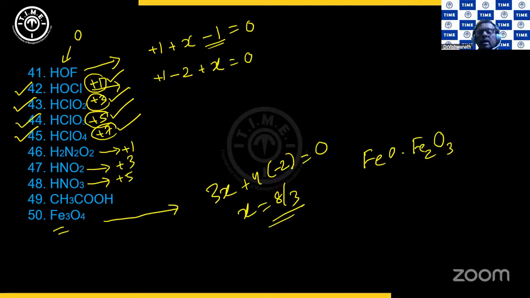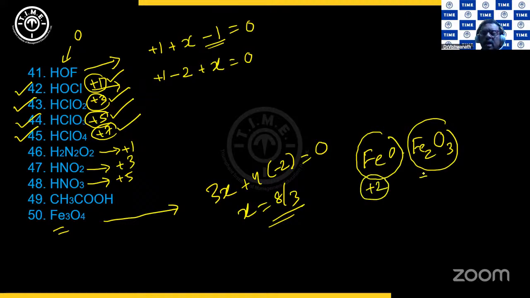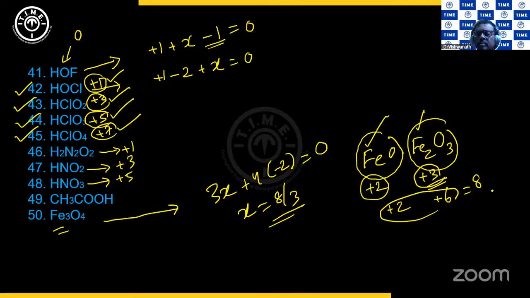Clear? Now, this is ferrous oxide, and that is ferric oxide. Ferrous, you know, is in the +2 oxidation state. Ferric means +3. Now, how many ferric are there? 2 ferric. So 2 into +3 is +6. How many ferrous? Just 1. So +2. Add up, it is 8. And how many atoms are sharing it? 1 Fe from here and 2 Fe from there. So by 3. That is how we got x as 8 by 3, an average value.